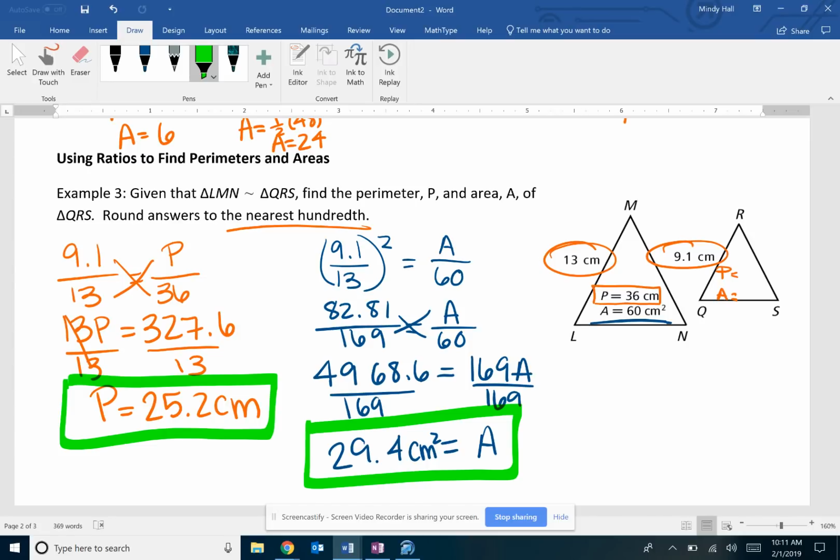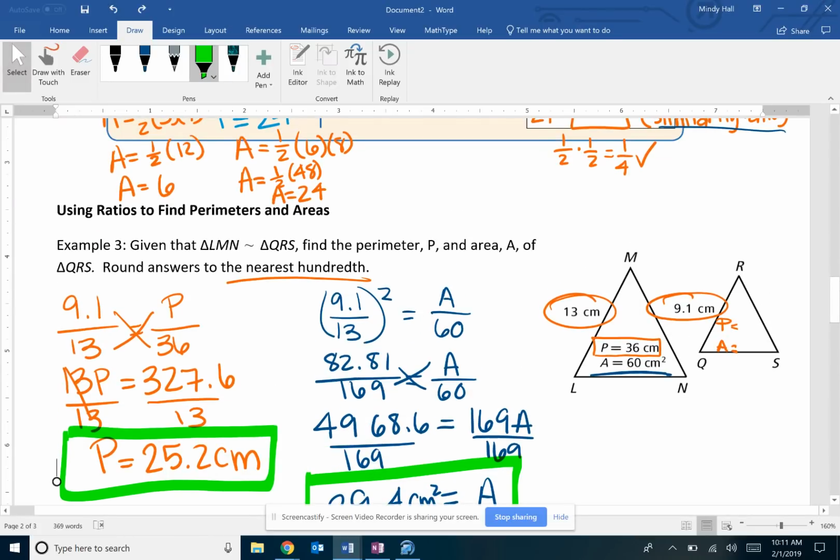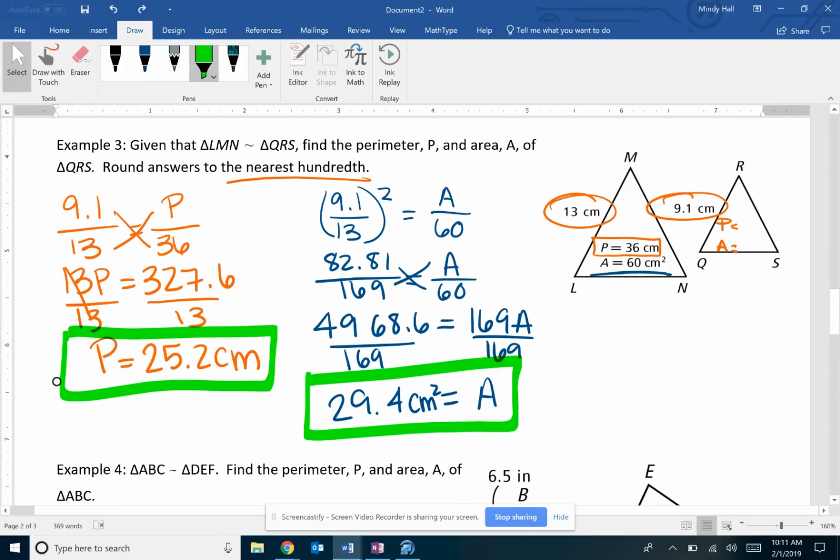So it may be easier for some people just to remember that your area ratio is squared. Remember that the unit for area is also squared. So if you ever forget, just remember your unit for area is squared, your ratio for area is going to be squared as well. Okay, so, oh wait, I did not round right because they asked for the nearest hundredth.